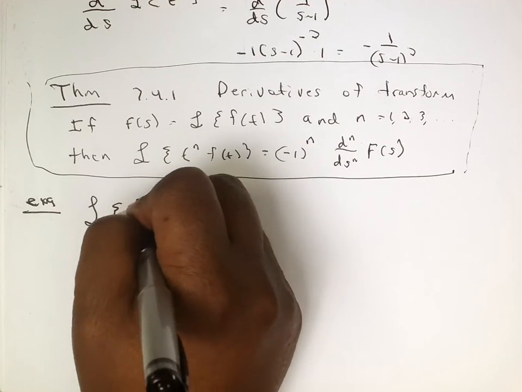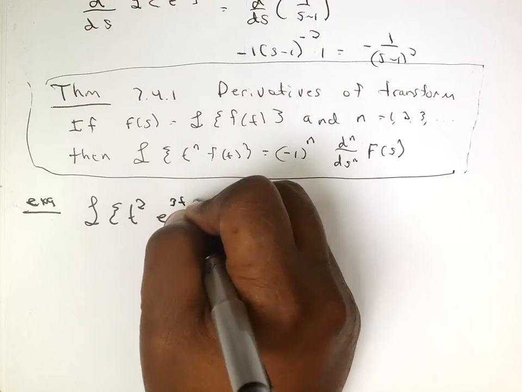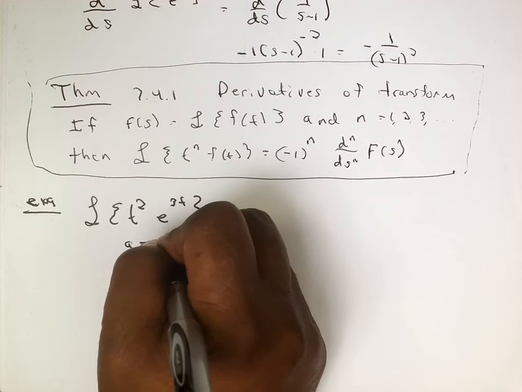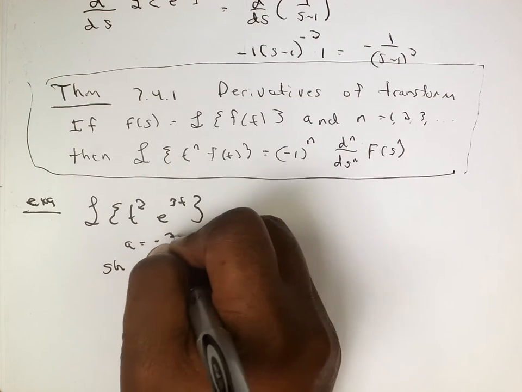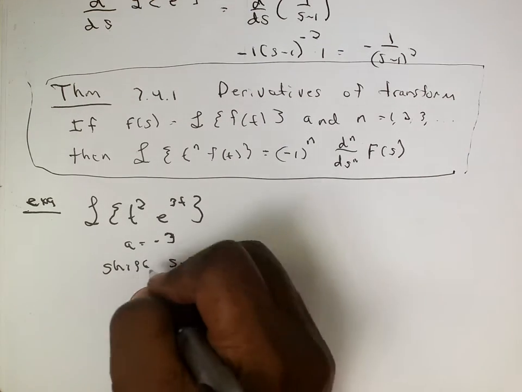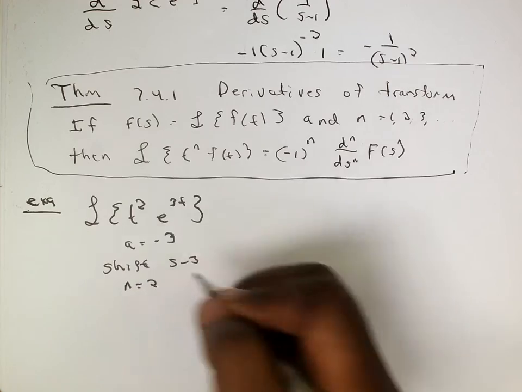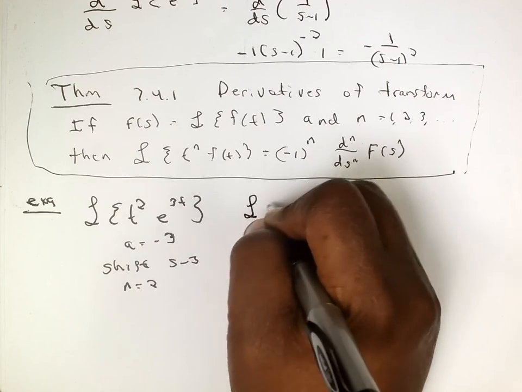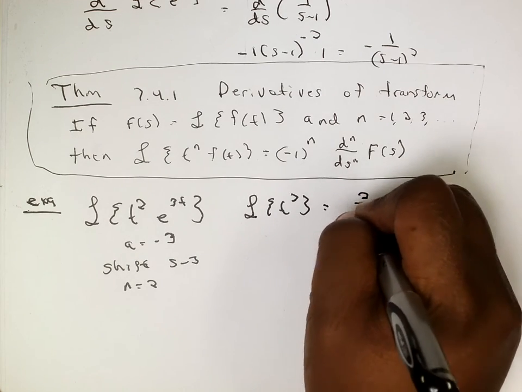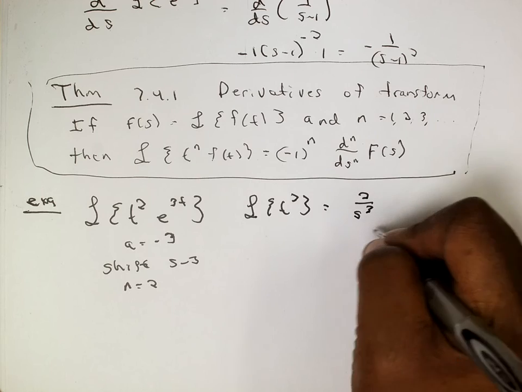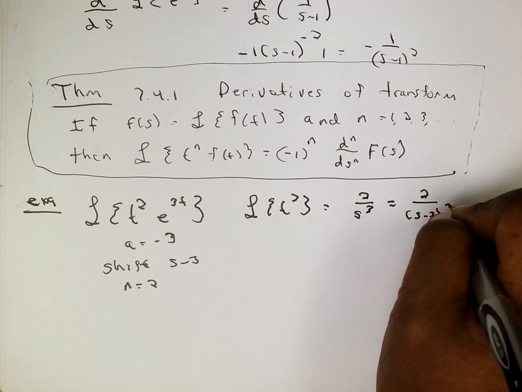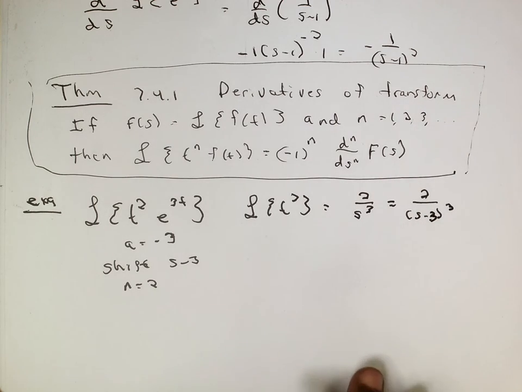I have the Laplace transform of t squared e to the 3t. So in this case, my a is equal to negative 3. My shift is going to be s minus 3. And my n is equal to 2. So I'm going to take the Laplace transform of t squared, which is just going to be 2 over s cubed. And then when I do that shift, I get 2 over s minus 3 cubed.